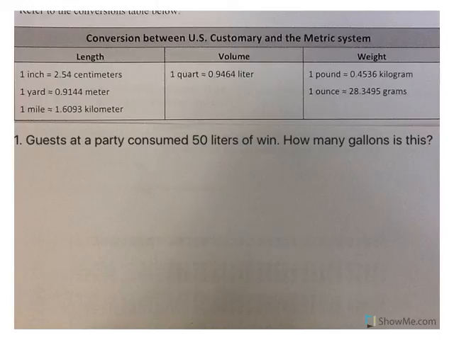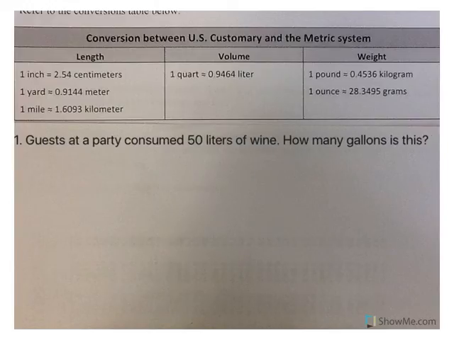Let's do some bigger questions here. We have guests at a party. They consumed 50 liters of wine. I think that's supposed to be wine. Let's make that change. There, now they're consuming wine. That helps. Okay, so we're going to start with 50 liters of wine. Liters is metric, gallons is customary. So I have to jump across the pond. And if you notice, when it comes to liquids, we only have one way to jump.